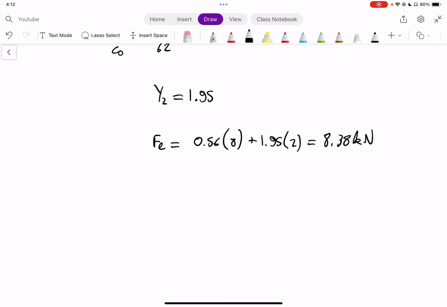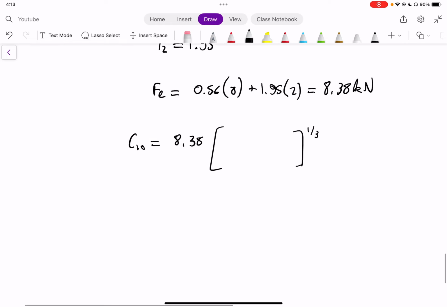And now we're going to do our check again. So we're going to say C10 is going to be equal to, so there are two ways of doing this. One way is to recalculate everything and find our C10 with 8.38 multiplied by everything to the power of 1/3. Another thing you can do is just say, well, we already calculated everything else, so C10 could be equal to 8.38 over 8.26, which is the calculation we had done before, multiplied by 85.2. Okay, same exact thing. It's just a little bit faster to do the bottom one.